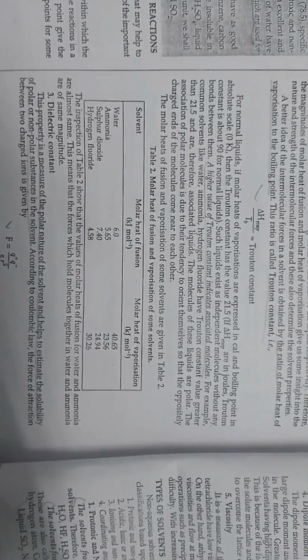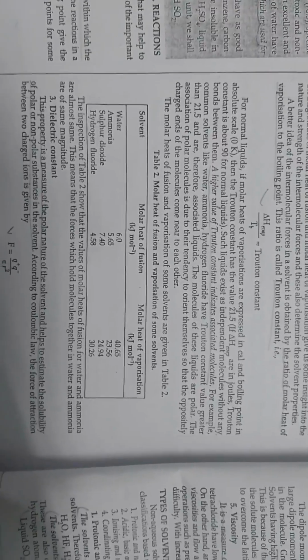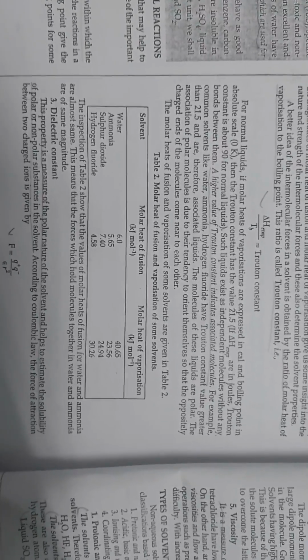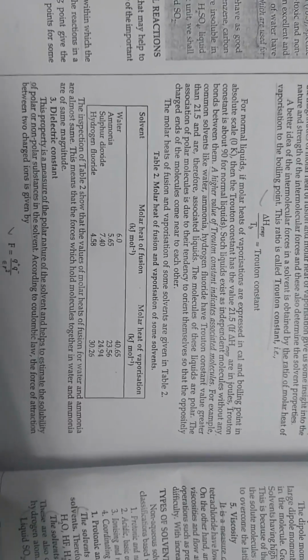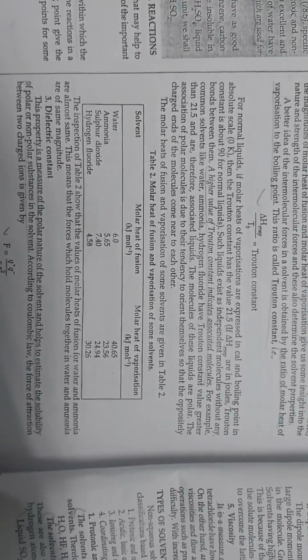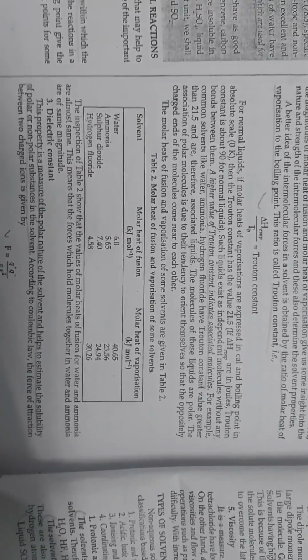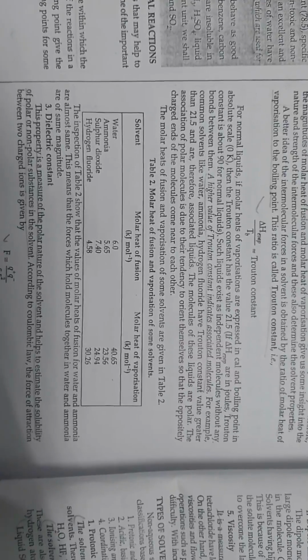For normal liquids, if molar heat of vaporization is expressed in calories and boiling point on the absolute scale, degrees Kelvin, then the Trouton constant has the value 21.5. If delta H evaporation is in joules, the Trouton constant is about 90 for normal liquids. Such liquids exist as independent molecules without any bond between them. A higher value of Trouton constant indicates associated molecules. For example, common solvents like water, ammonia, hydrogen fluoride have Trouton constant values greater than 21.5 and are therefore associated liquids. The molecules of these liquids are polar.